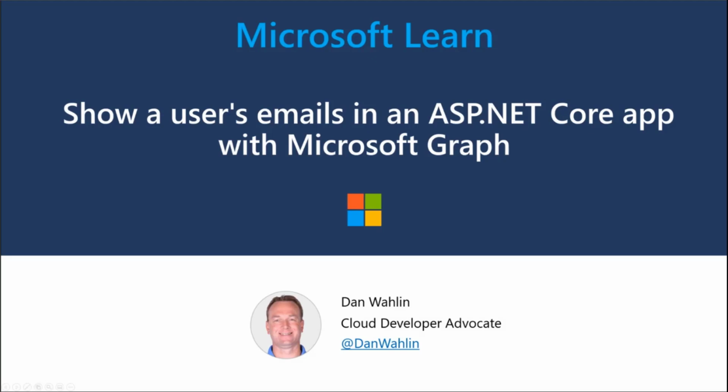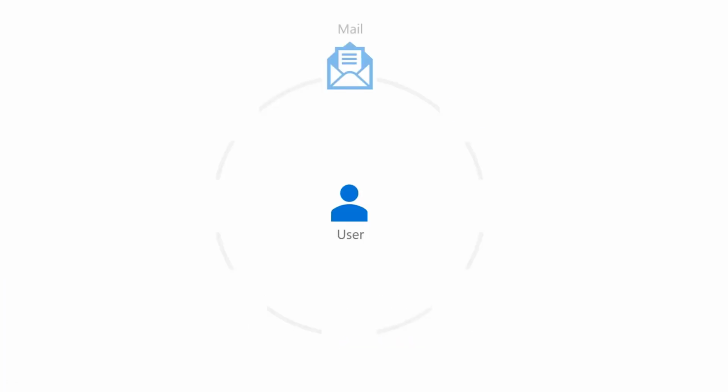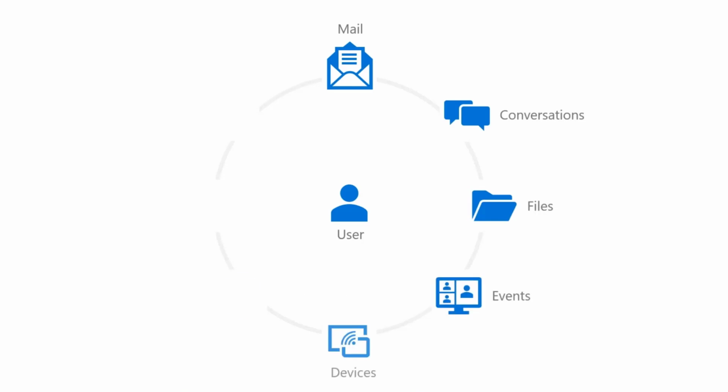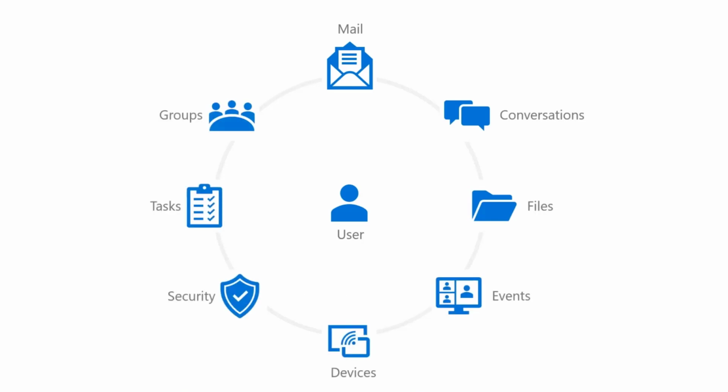But as Vesa mentioned, my name is Dan Wallin. I'm a cloud developer advocate at Microsoft. And like I said, I'm really excited to be here to talk with you today. So let's jump on in. A lot of you probably know all about Microsoft Graph and know that you can get to things like mail. You can get conversations from Teams, files, events, calendar items, meetings, and more. And the list just goes on and on and on.